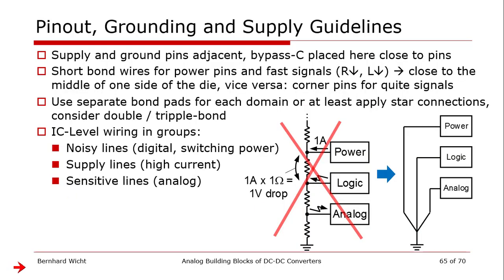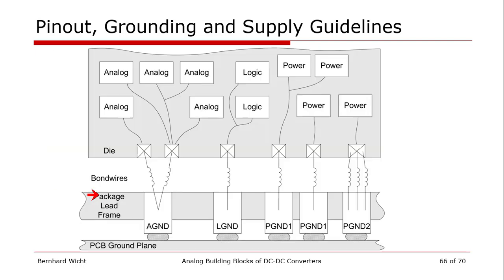The grounding and supply rules are similar to what we know for other designs as well. We don't want to mix these different groups here. We want to have a star connection to keep noisy lines, supply lines, and sensitive analog lines separated. Indicated also here in this example, if the current is very high, we want to even use 3 connections, either bond or flip chip connections, to get sufficient current through.